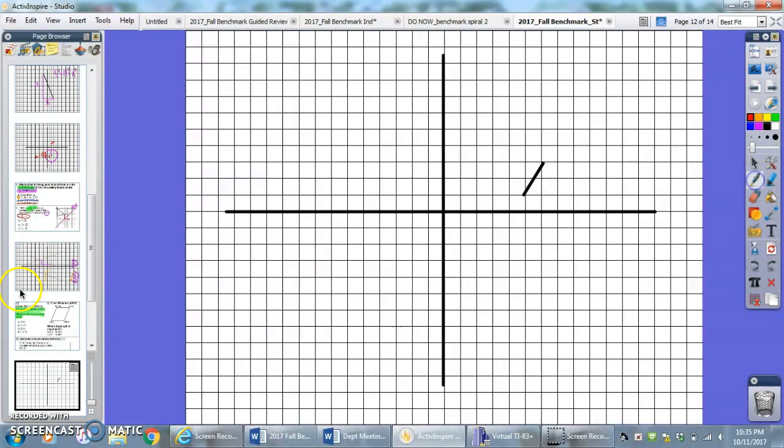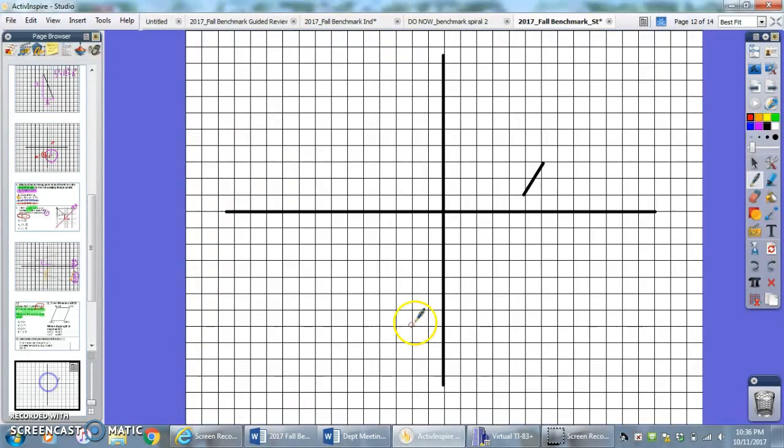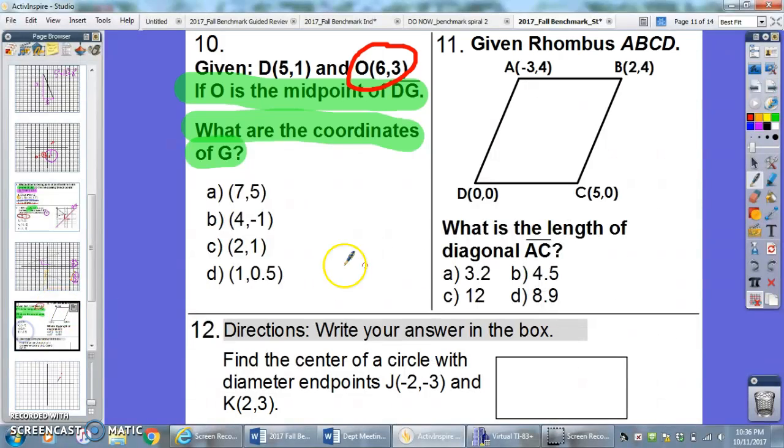So which one's my midpoint? Oh, so let me go ahead and put a red flag right there. That's my midpoint. So 6, 3, here's my middle. So that means my other endpoint is going to be up this way. So I'm going to count up 2 over 1 and then repeat that up 2 over 1, and there's my other endpoint. All right, so I was going crazy there for a minute. But the coordinates would be 7, 5. 7, 5 is right here. Good. All right, moving on.